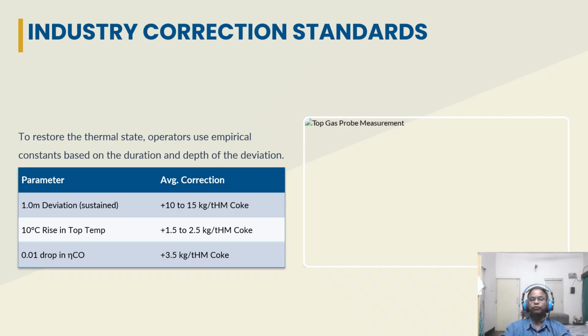damage. For a sustained 1 meter deviation, we need to add roughly 10 to 15 kilograms of coke per ton of hot metal. If you see the top gas temperature rise by 10 degrees, that's another 1.5 to 2.5 kilograms of compensation. And if the gas utilization efficiency eta CO drops by just 1%, or 0.01, that's a 3.5 kilogram hit. So these are our building blocks for calculation. But to get the full picture, we need to combine these factors into a single dynamic equation that accounts for time.